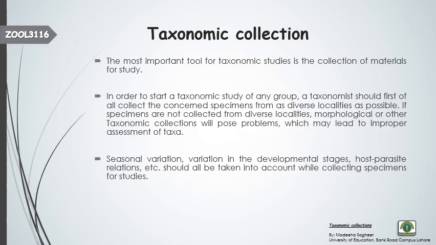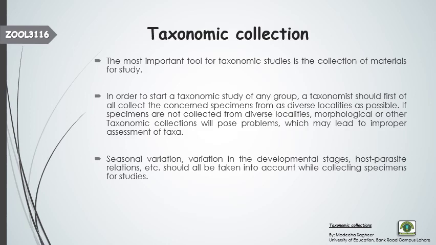But in order to start the taxonomic study, once a taxonomist has planned to collect the specimen, he should not collect the specimen from a single particular area. To collect the specimen, you should visit as many localities as possible. Why? Because if you are collecting your specimens from diverse localities, then it will give you good results. Suppose I am a taxonomist, right? I have planned to collect specimens of butterfly.